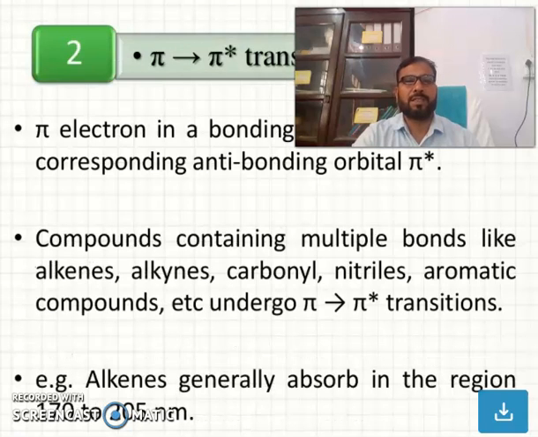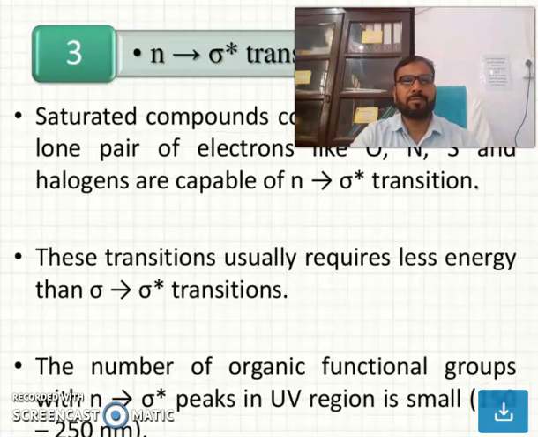Now pi to pi star transition. A pi electron in a bonding orbital is excited to the corresponding antibonding orbital, pi star. Compounds containing multiple bonds like alkene, alkyne, carbonyl, nitriles, and aromatic compounds undergo pi to pi star transition. Alkenes generally absorb in the region 172 to 205 nanometer.